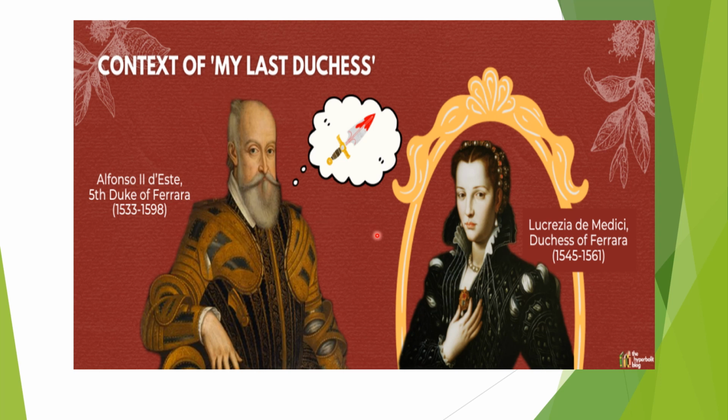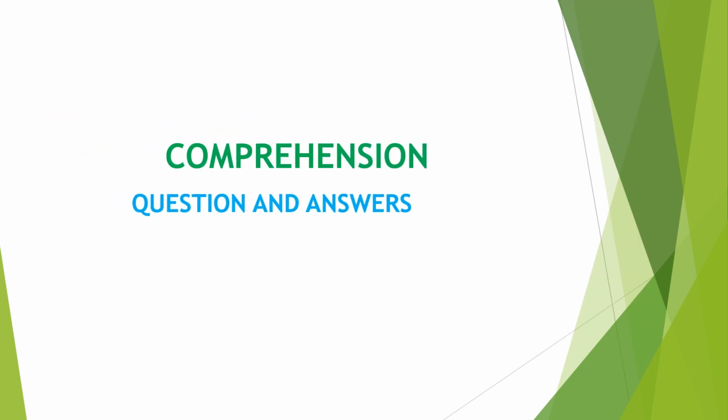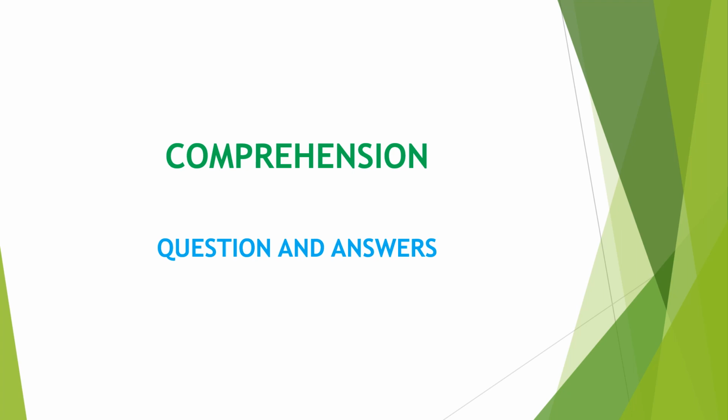So that was the context of this poem. Why Robert Browning wrote this poem? He was there in Italy. After marriage, from England he went and settled in Italy. So there he was inspired by this Duke, and then he wrote this poem. So that is the background, students. So now we are going to do some comprehension questions and answers.